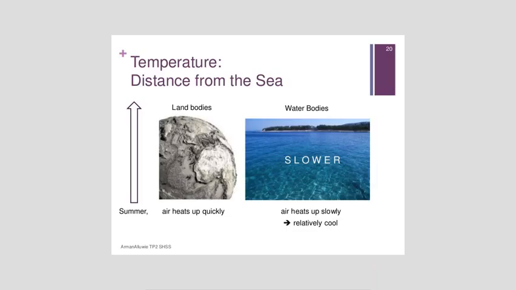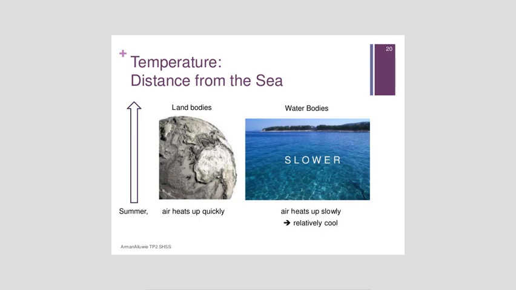The third factor is the distance from the sea, which again plays a very important role in influencing the temperature of a place. Now, when we talk about the heating capacity, the land heats up much faster, whereas the water takes a long time to get heated up, and it takes a longer time to cool down also, whereas the land heats up much faster and it loses heat also very fast.